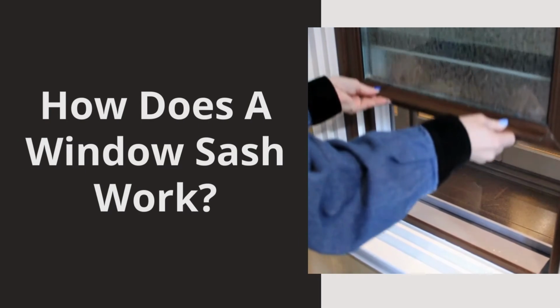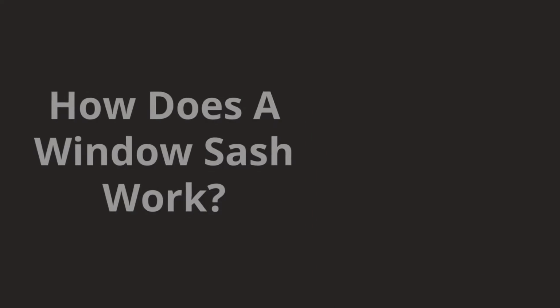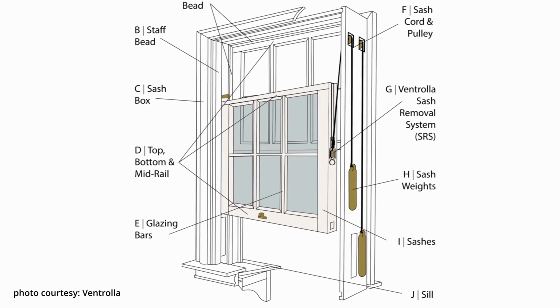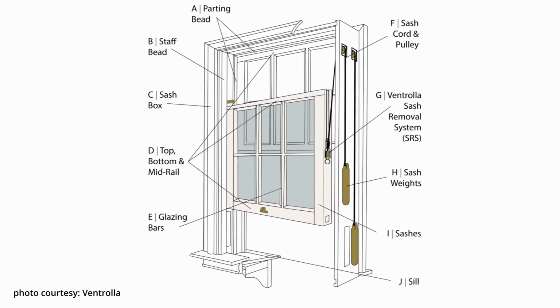A window sash typically works through a system of pulleys or balances which allow it to move smoothly. Whether it's a single hung, double hung, or casement window, understanding how the sash moves and locks into place will help you keep it functioning properly.